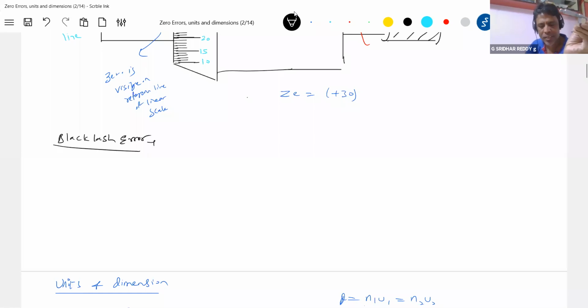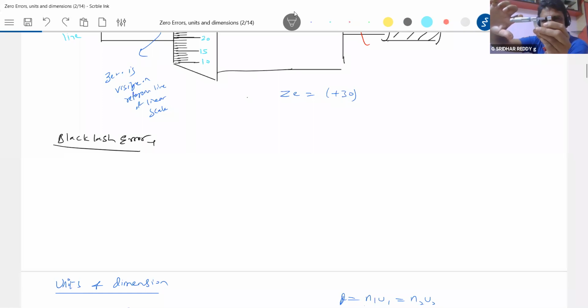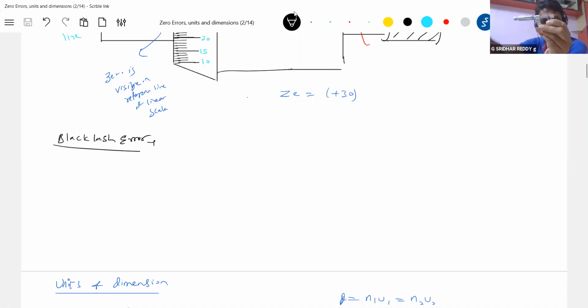What is the backlash error? As I rotate here, the circular displacement and the linear displacement of the stud should be proportional. But as this screw gauge becomes old, some 4, 5, 6, 7 years, rupture takes place inside the screw. Then the angular displacement will not be proportional to the linear displacement.